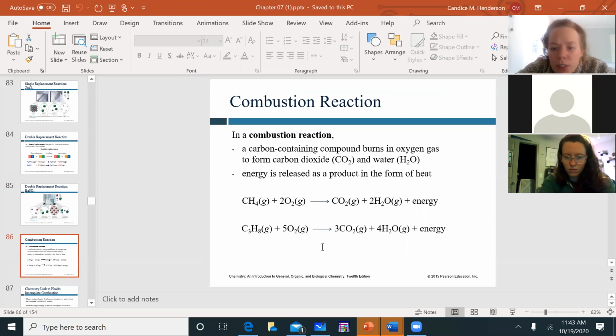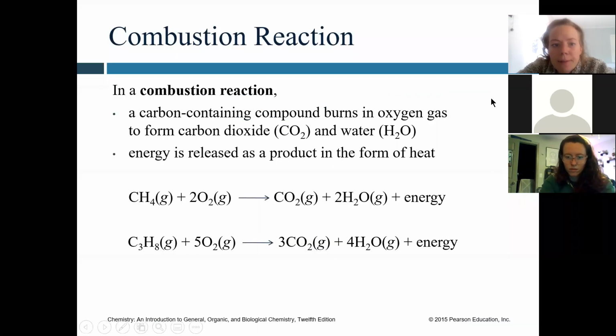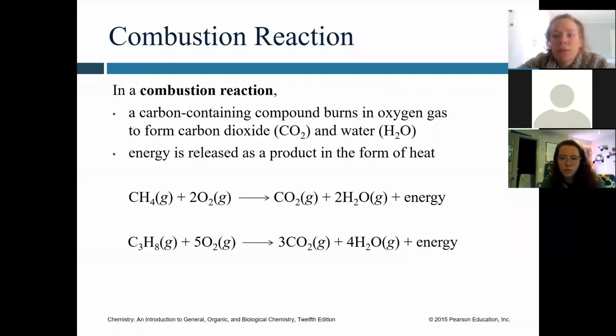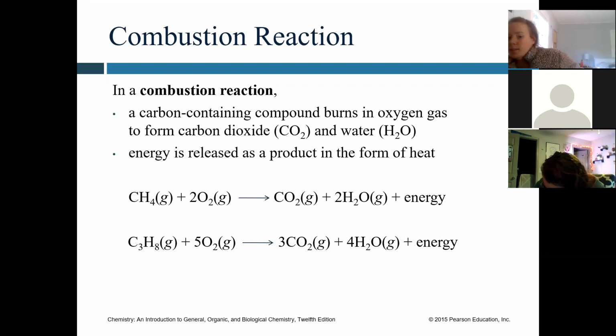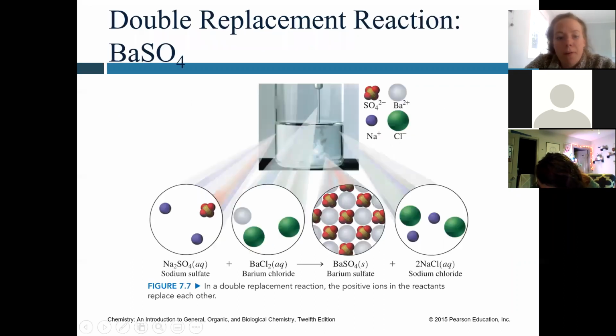So the final reaction that you need to be able to identify is a combustion reaction. You're thinking, oh, combustion, like when you drive your car or your grill. That is exactly what we're talking about. So you take some sort of carbon-containing compound, you burn it with oxygen gas, and you're always going to form CO2 and H2O. And then obviously you form energy or heat as well, which is how we cook our food and run our car.